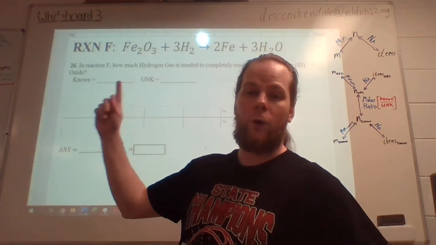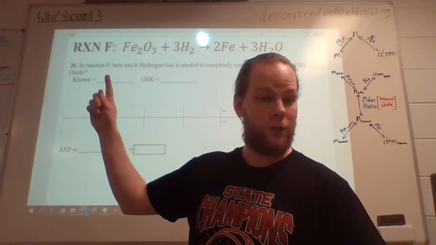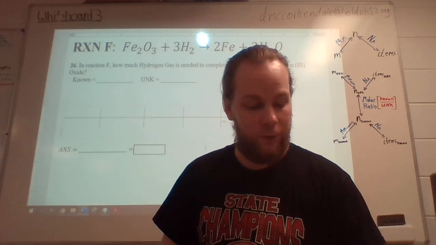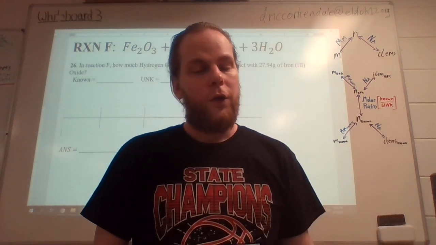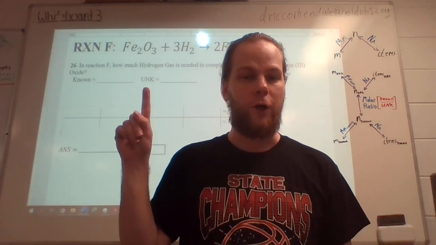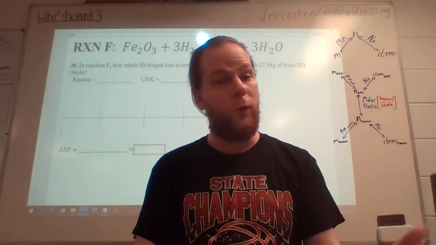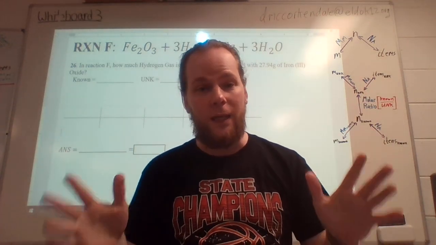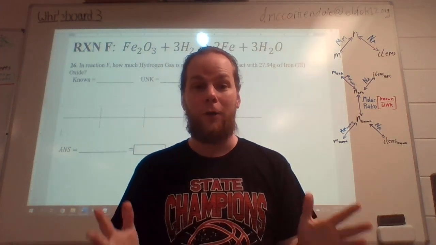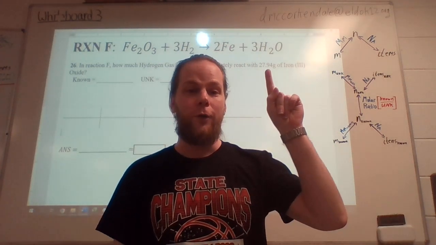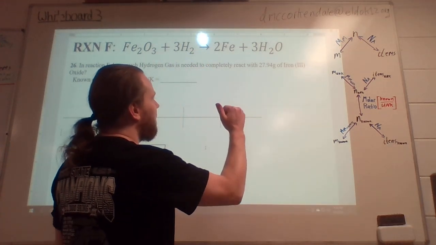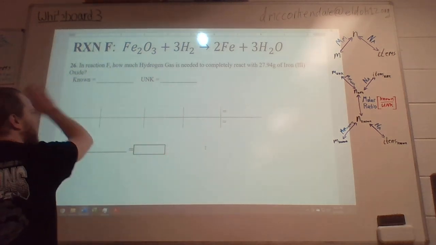All of the equations that are the reactions that are referenced in this are going to be off of worksheet 2.5. So, first thing we have to do is identify our known and our unknown. The known is always the thing that we are actually given in the question. And as I told a few of you, it's the number that you're given. So the number right here, that's our known. So 27.94 grams of iron 3 oxide.